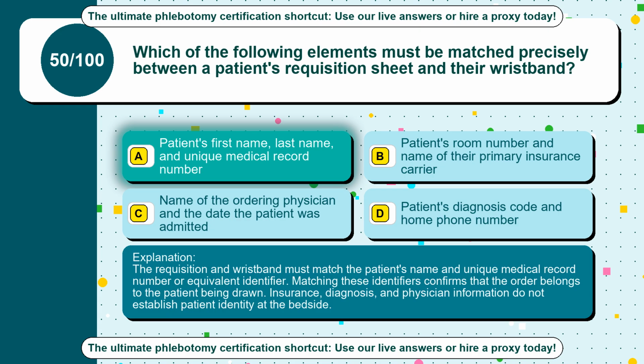The requisition and wristband must match the patient's name and unique medical record number or equivalent identifier. Matching these identifiers confirms that the order belongs to the patient being drawn. Insurance, diagnosis, and physician information do not establish patient identity at the bedside.